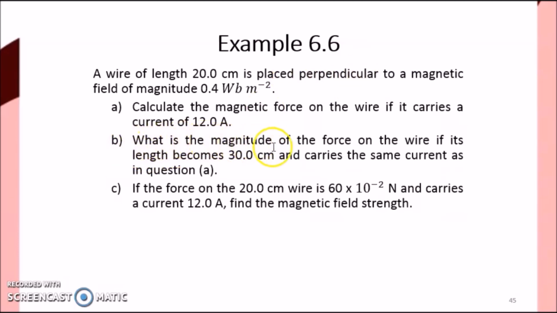B. What is the magnitude of the force on the wire if its length becomes 30 cm and it carries the same current as in A? So we use the same equation, F equal to BIL sin theta, but we change the value of L. For C, if the force on the 20 cm wire is 60 times 10 to the power of -2 Newton and it carries a current of 12 ampere, find the magnetic field strength. So we also use F equal to BIL sin theta, but we already have the value of F. We substitute the value of I and also L to find B.